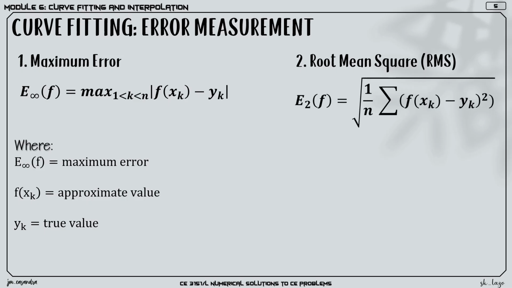While for root mean square, it will be given by the equation E sub 2 of the function f is equal to the square root of 1 over n multiplied by the summation of the quantity f of x sub k minus y sub k, squared.